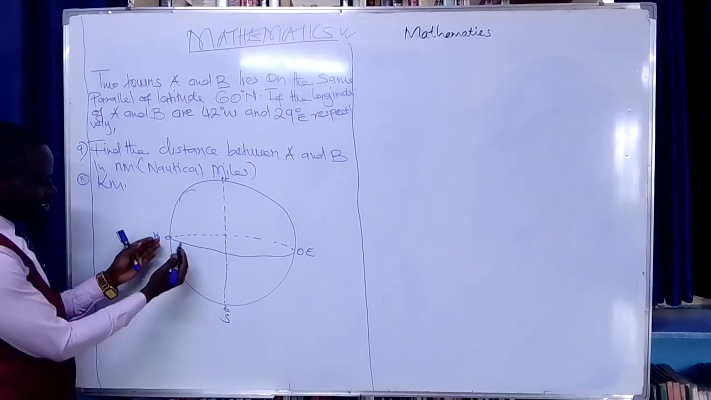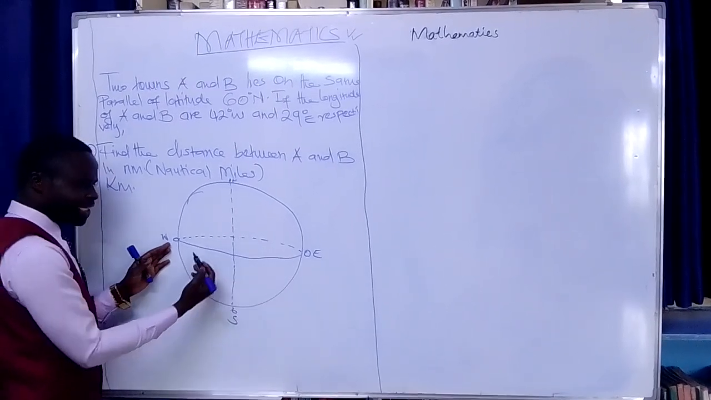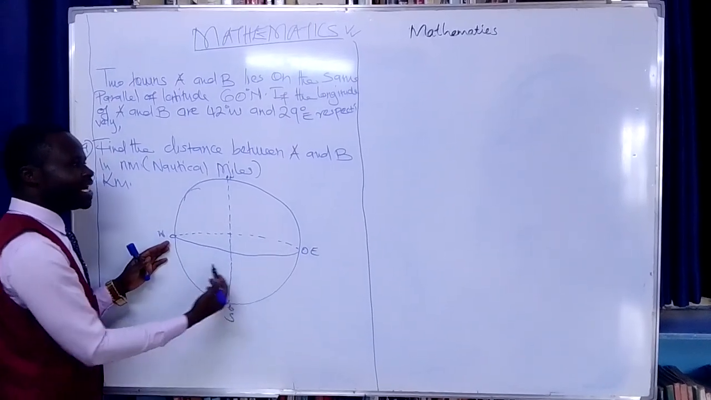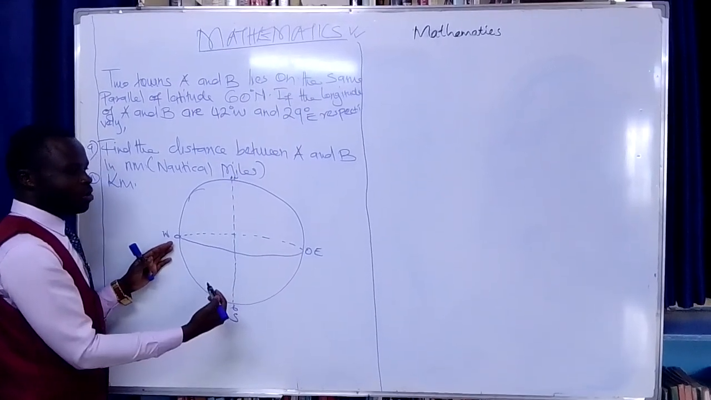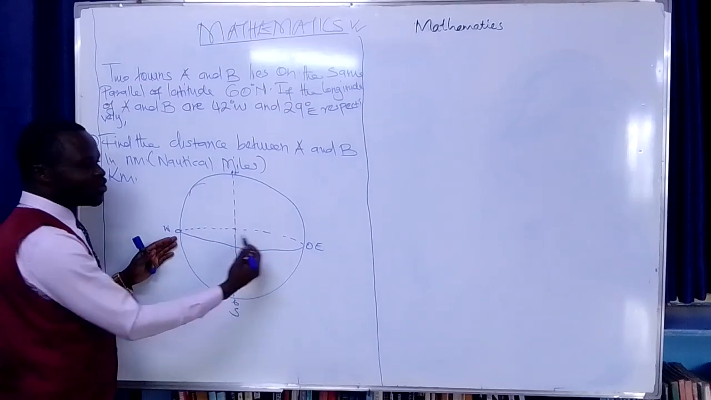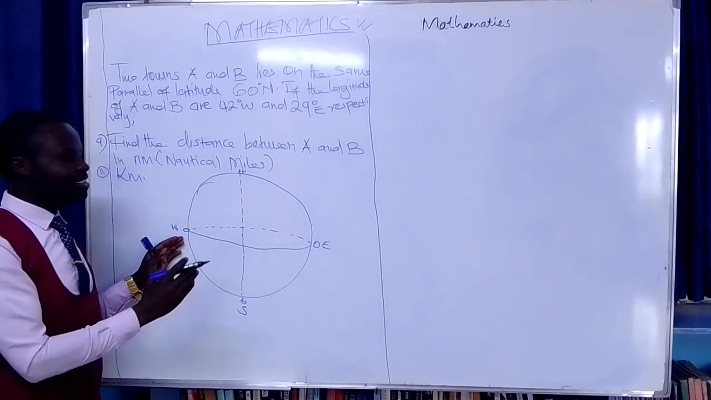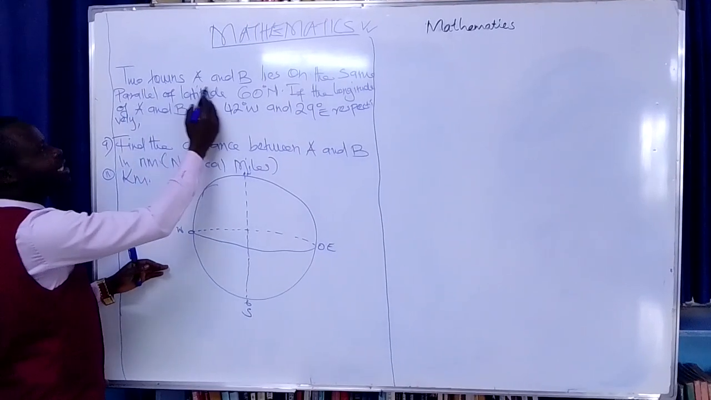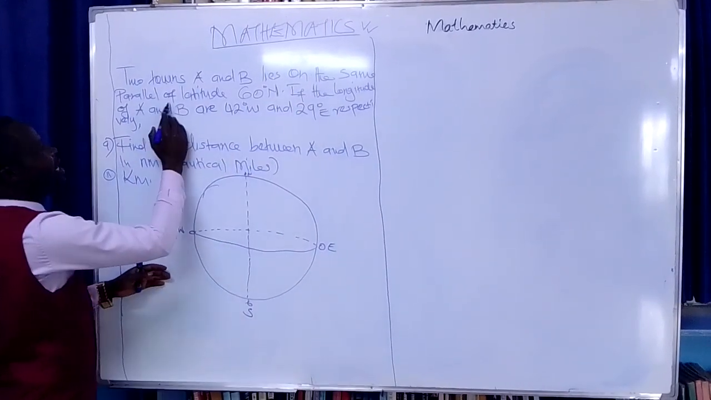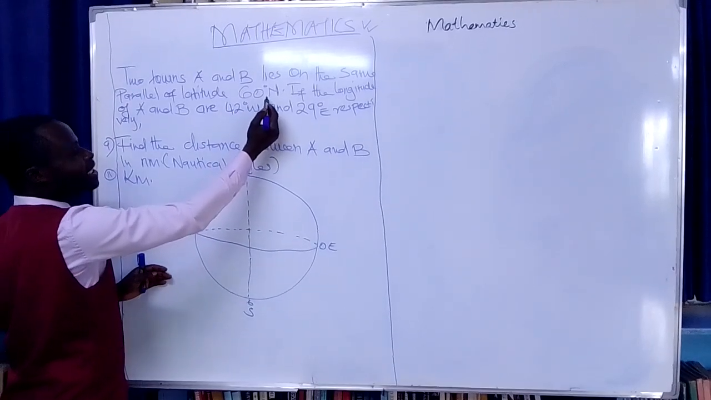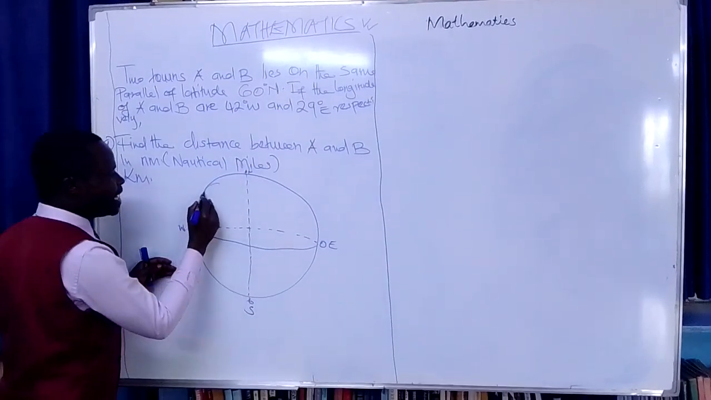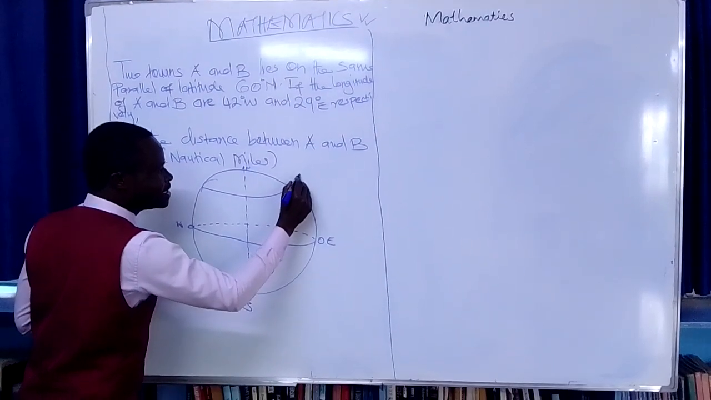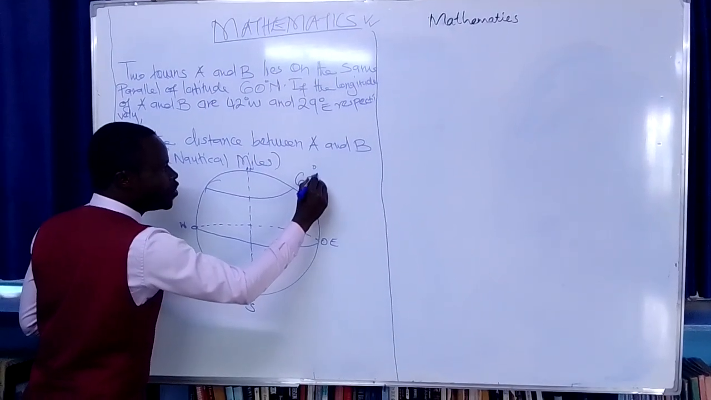After knowing this, this is the equator. The equator is the great circle, the great latitude, that's why we call it a great circle. It divides this sphere into two equal parts. So any circle, apart from the equator, going to the northern part of it, is a small circle. So remember, the question is saying two towns A and B lie on the same parallel of latitude 60 degrees north. So let's draw our latitude here and say it is 60 degrees north.